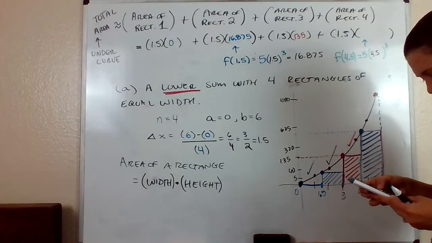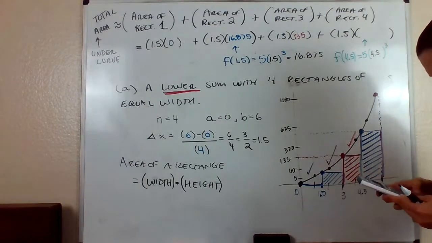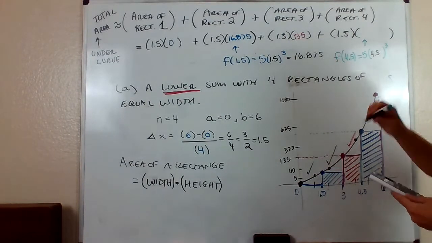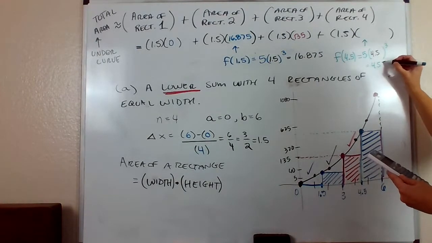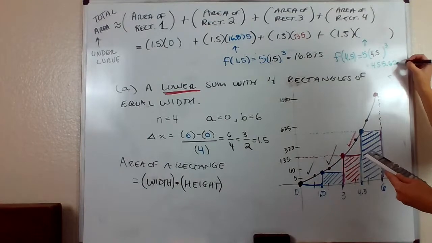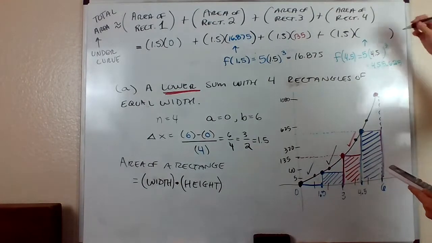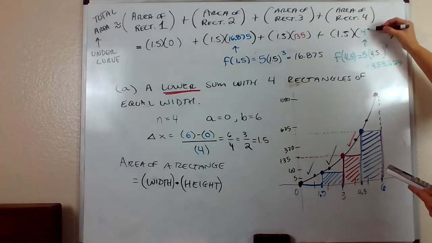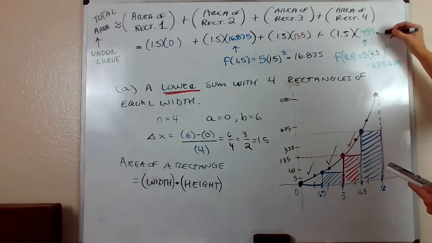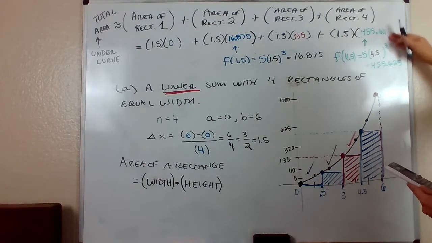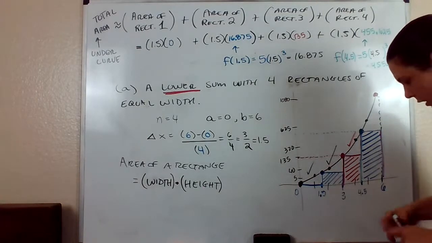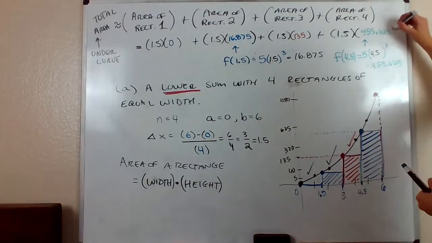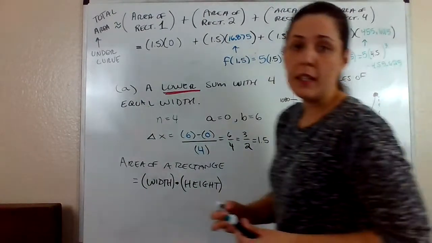And 5 times 4.5 quantity cubed is 5. Actually, it's 455.625. Not the nicest number, but that's okay. 455.625. Okay. So our setup is done.